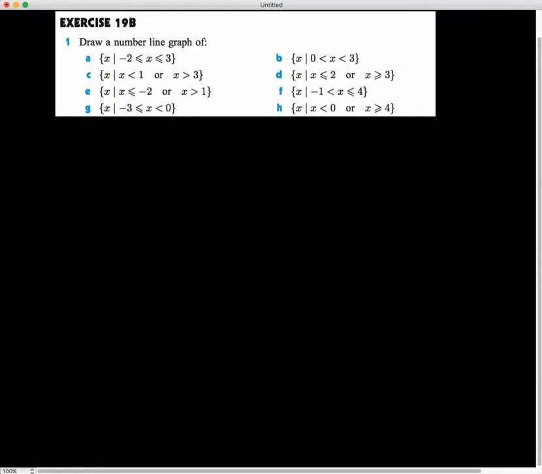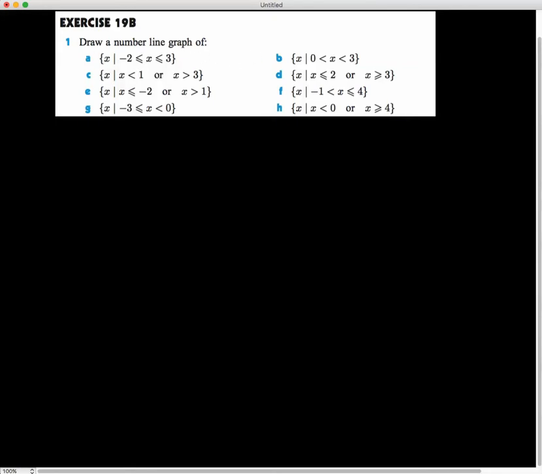All right, so I thought I'd do a few questions here from the exercise for you guys who are having trouble. Let's start with, let's say, number one, drawing a number line. So if you're having trouble drawing a number line, first of all, things to note.